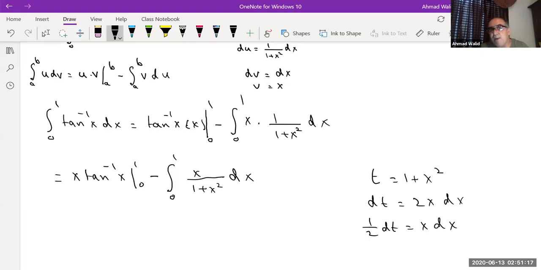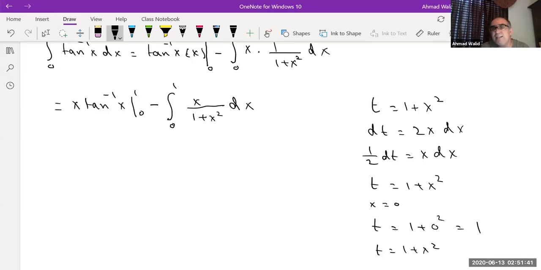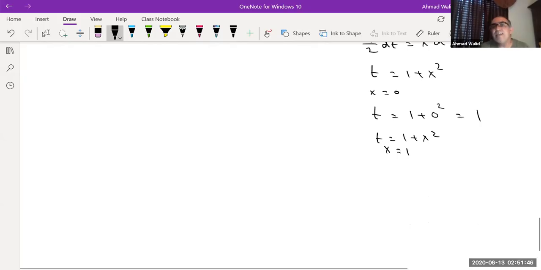Now, I have bounds. Let's change the bounds here. It's much easier. When t is equal to 1 plus x squared, when x is equal to 0, then t equals 1 plus 0 squared, which gives you 1. Again, when t is equal to 1 plus x squared, when x is equal to 1, then your t becomes 2.